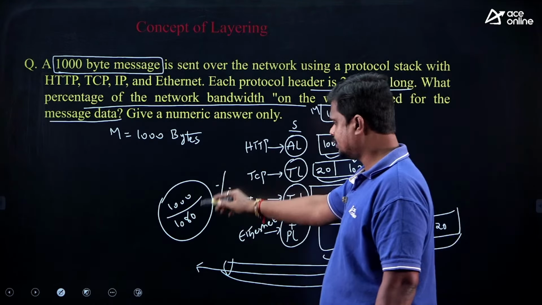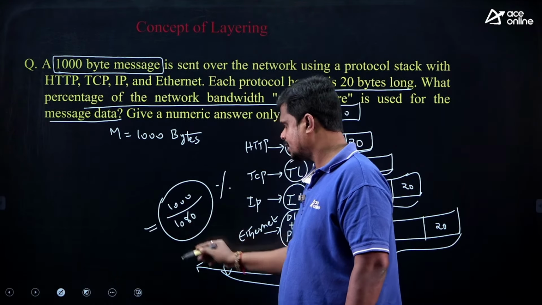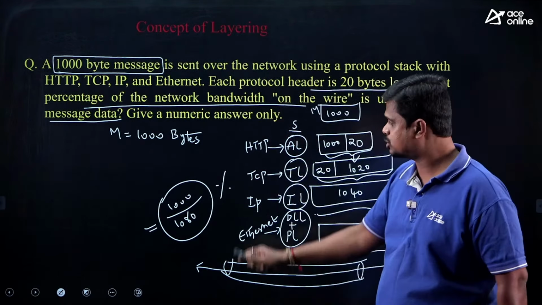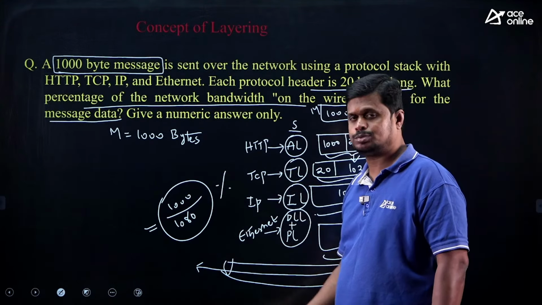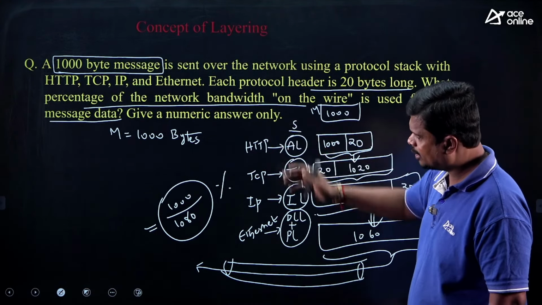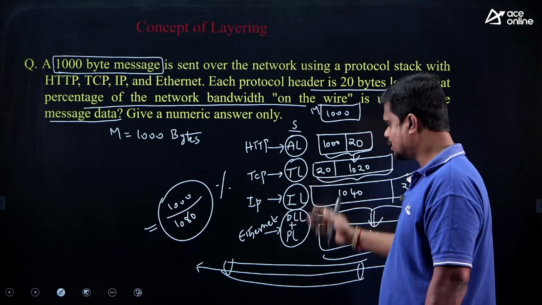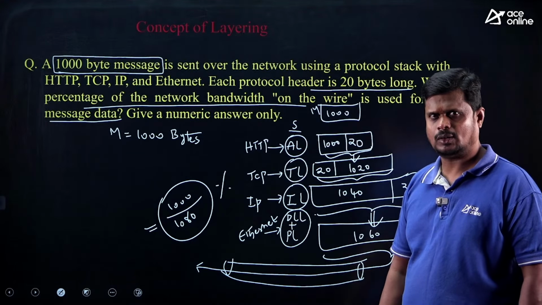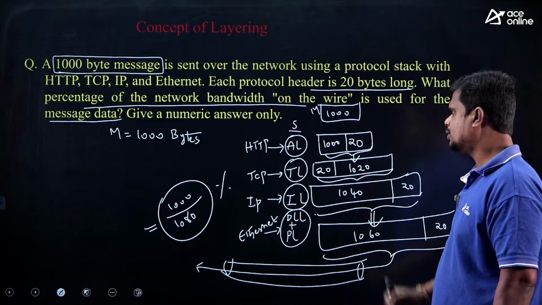If you evaluate this expression, 1000 by 1080, you will get the answer. This much percentage of the network bandwidth is used on the wire for sending the data. I hope you are clear with this question and its explanation. Okay, all right. Let's move to the next question.